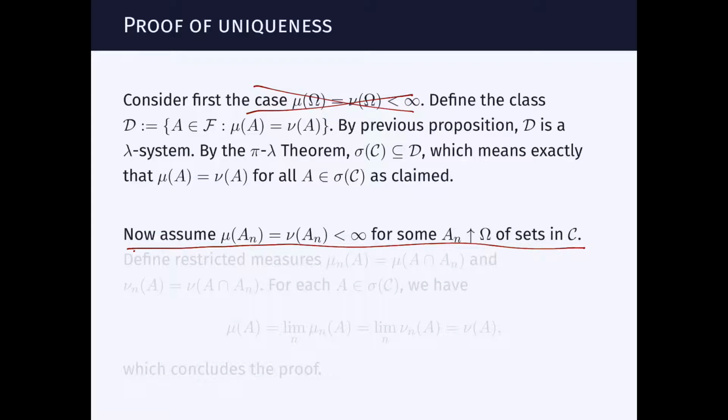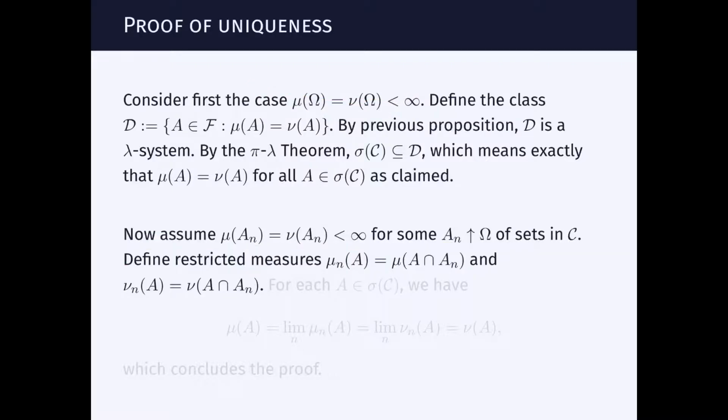This is exactly what is assumed in the theorem. And then how do we move forward? Well, we define restricted measures. This is the very slick part of the argument. We have this sequence. They are in the class C. They increase to omega. So we're going to do the following.